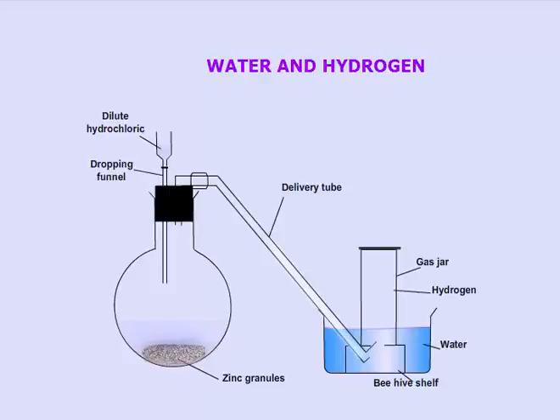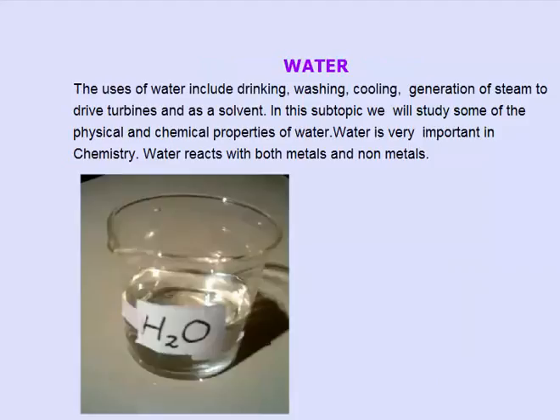Water and hydrogen. In this topic, we will discuss some properties of water and hydrogen gas. The uses of water include drinking, washing, cooling, generation of steam to drive turbines, and as a solvent. In this subtopic, we will discuss some of the physical and chemical properties of water.